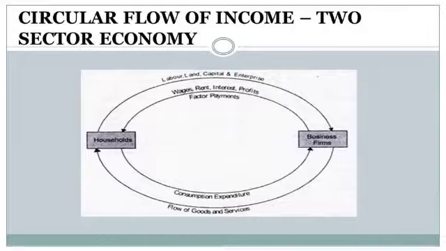The lower part of the two-sector model would begin with consumption expenditure in return for the flow of goods and services. Once the money was received in the form of wages, rent, interest or profits, the households would buy the goods and services that the business firms produced, leading to consumption expenditure, in return for which the flow of goods and services would take place from the business firm to the households. This is how the two-sector model would be complete altogether.